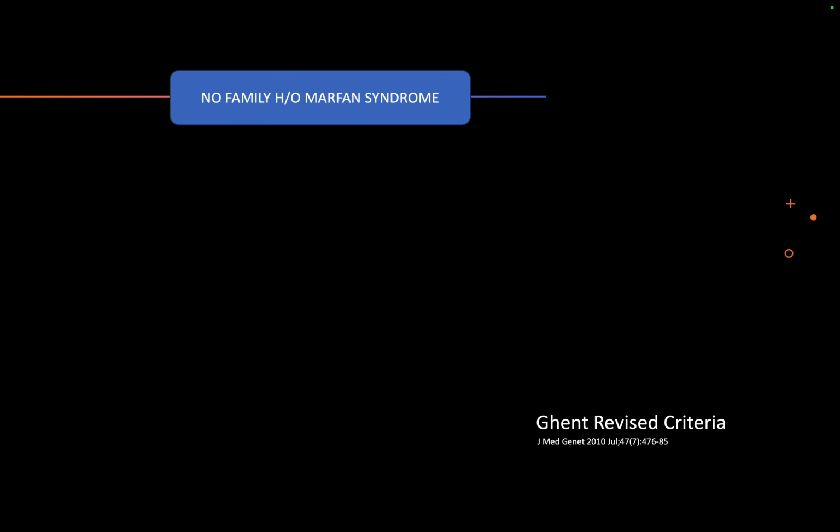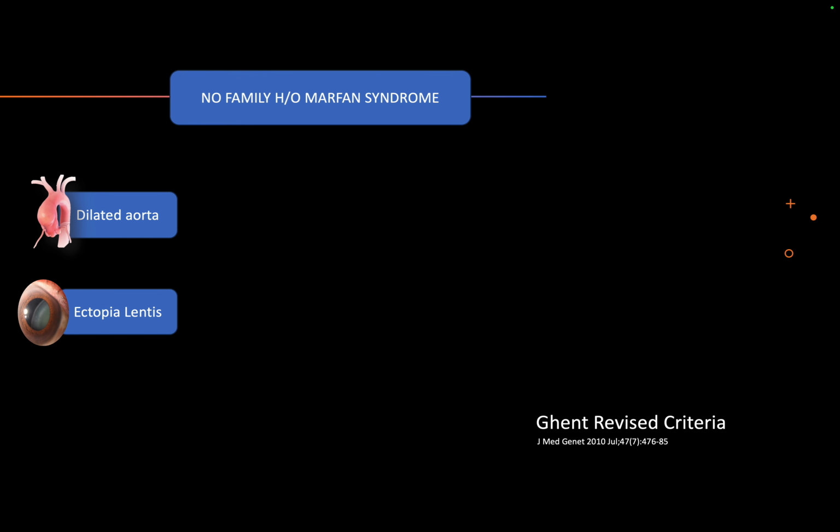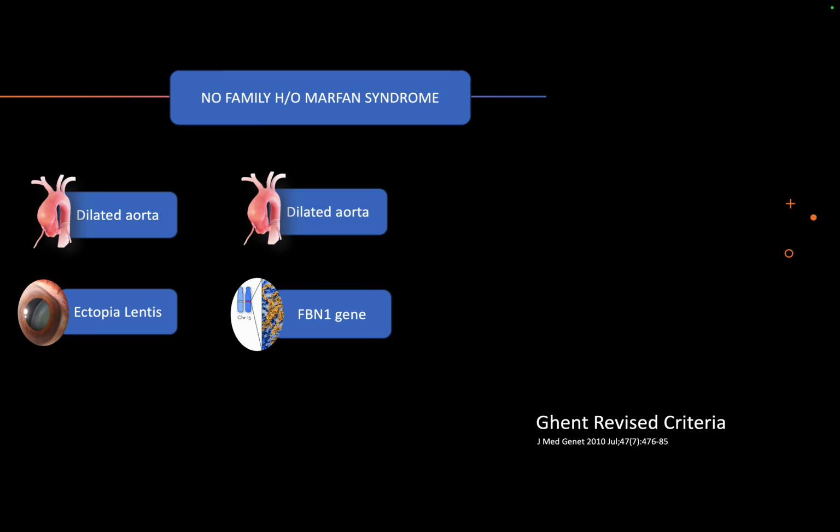Now, we have Ghent's criteria, which were revised in 2010, and if you use these criteria, it would be very easy to make a clinical assessment of Marfan syndrome. What are the criteria? These are the major criteria: if you have a dilated aorta and you have ectopia lentis, the diagnosis is Marfan. If you have a dilated aorta and the FBN1 gene is present on chromosome 15, then it's Marfan.